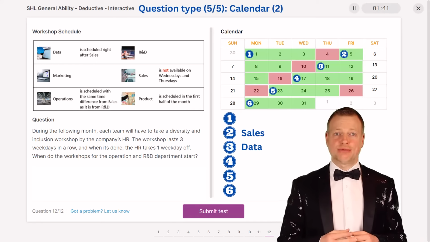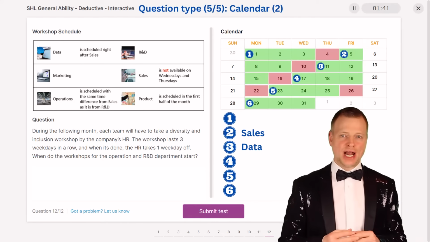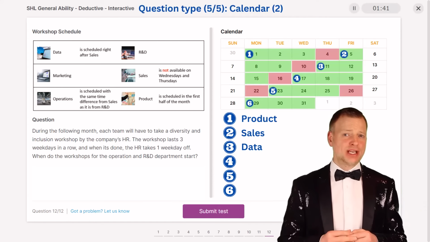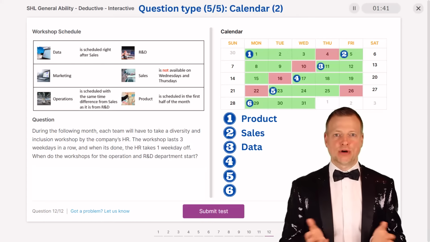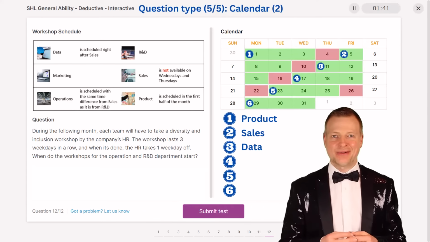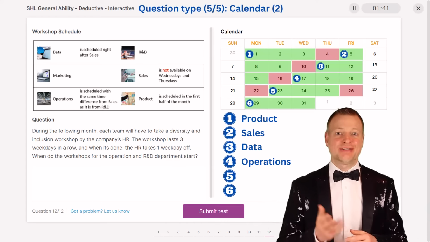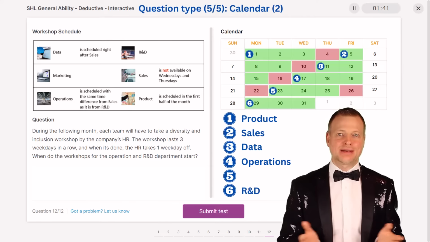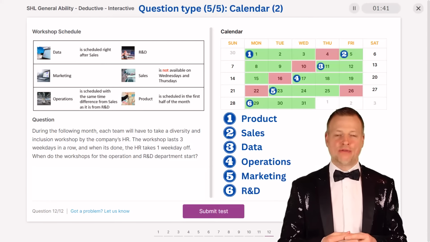Given that the product workshop must take place during the first half of the month, now only the first slot is remaining. It furthermore says that operations must be equidistant from both sales and R&D. Obviously this task is complete nonsense, but anyhow, there's only one slot available that allows that, slot number 4. R&D must run last, and marketing is the penultimate workshop of the month.